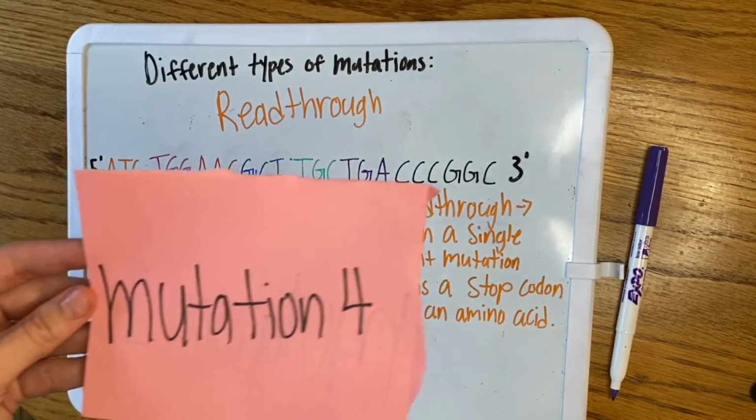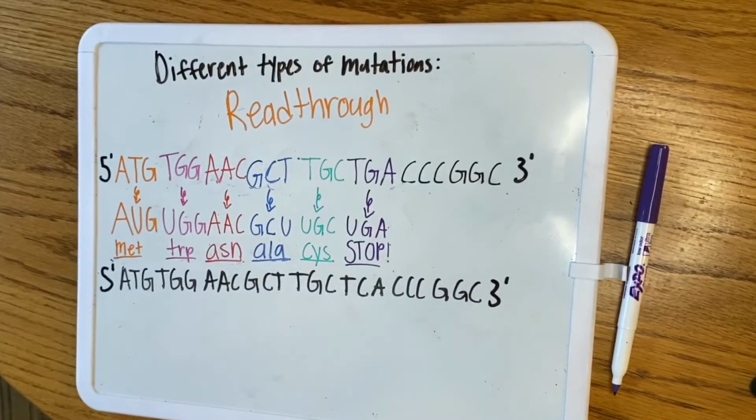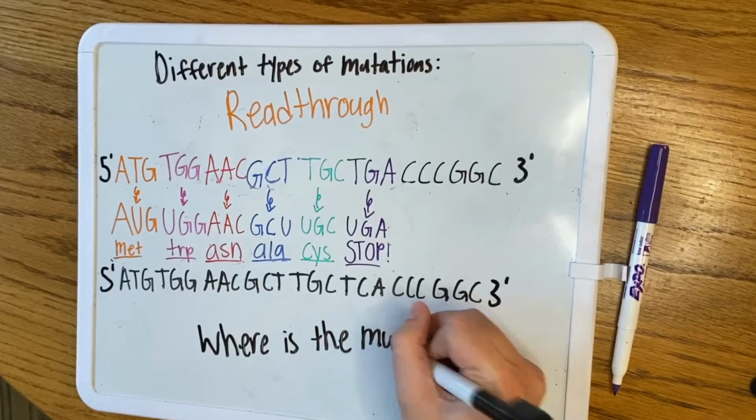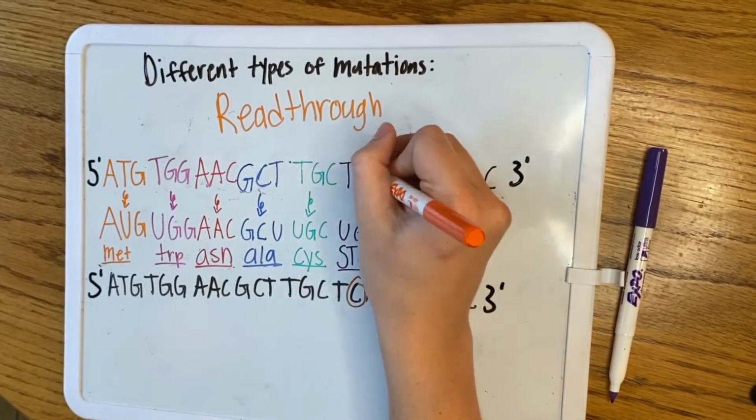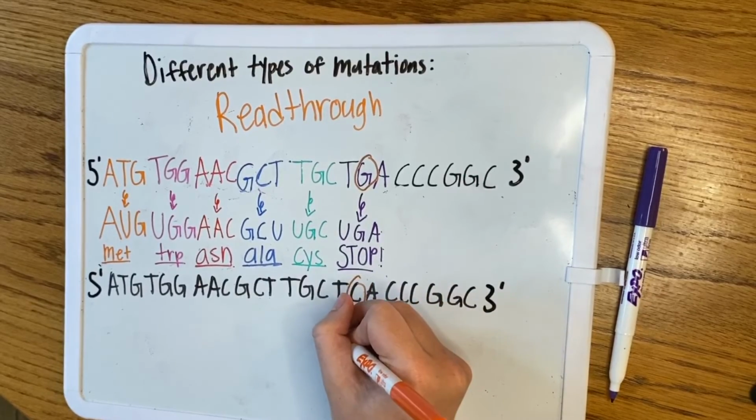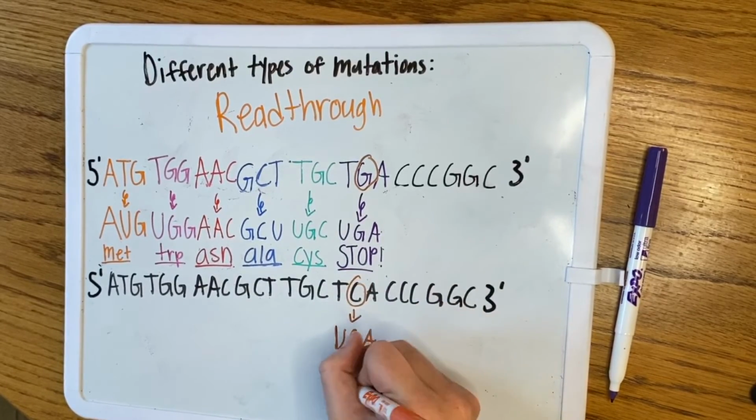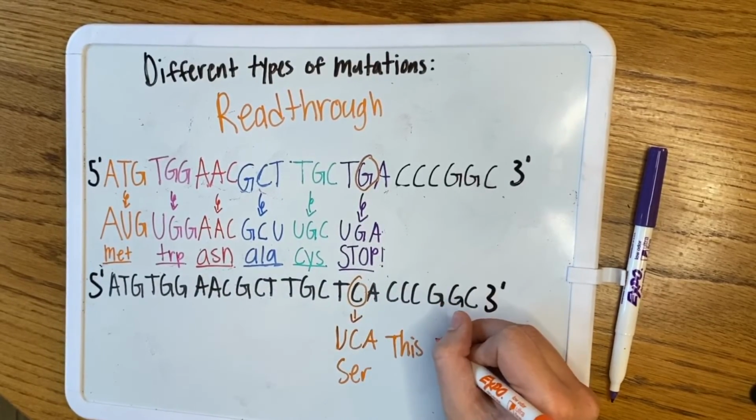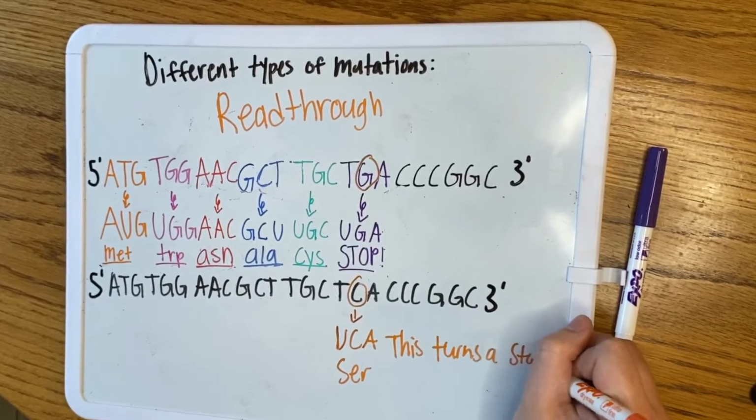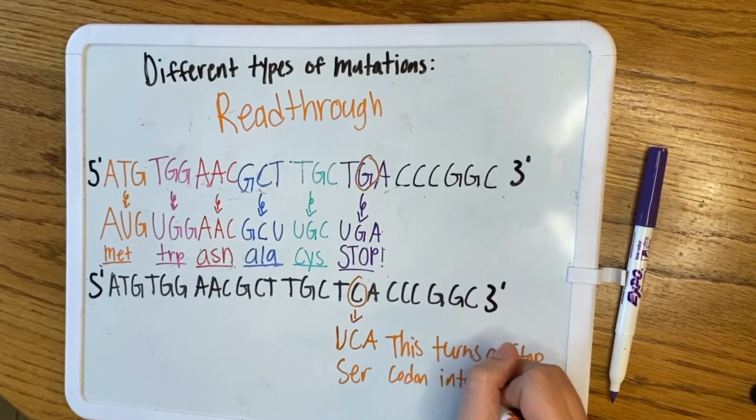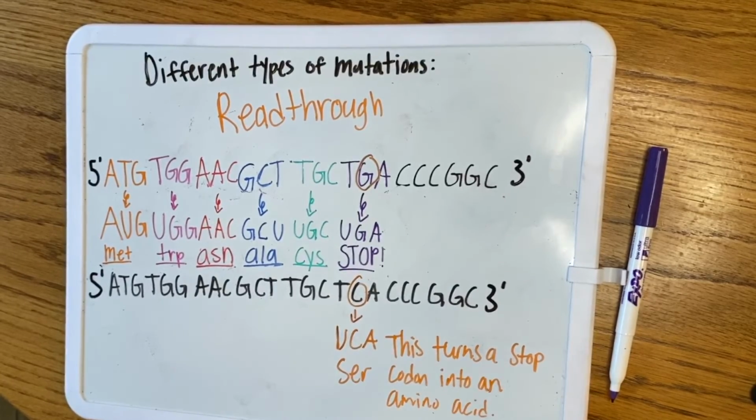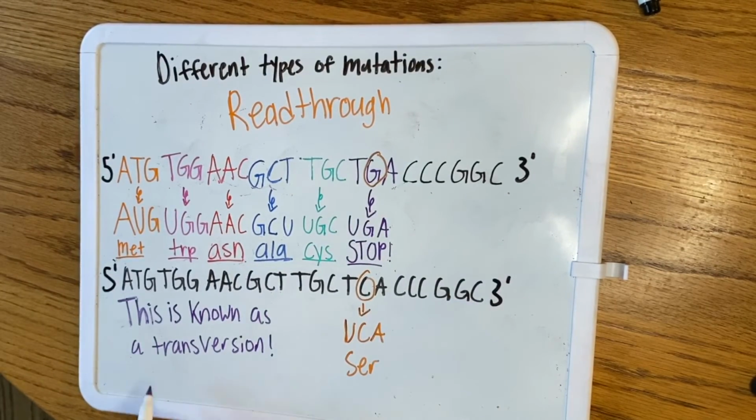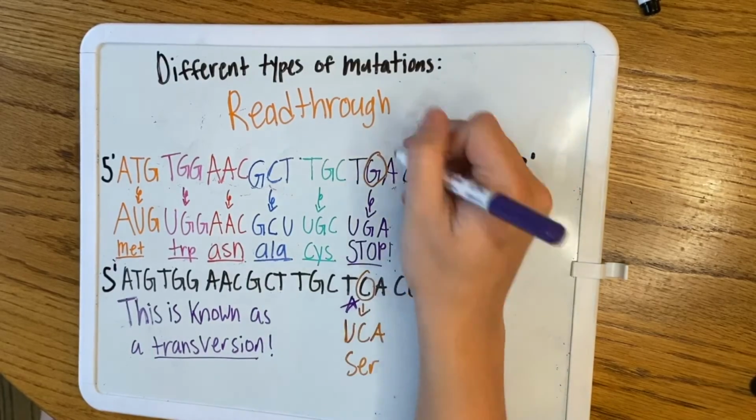Now let's illustrate this with mutation 4 strand. Compare the DNA strand to the mutant strand. Do you know where the mutation is? The mutation is seen in the sixth quadrant of this DNA strand, where the G is turned into a C. This turns a stop codon into an amino acid, resulting in a read-through mutation. The G being replaced with a C is known as a transversion.